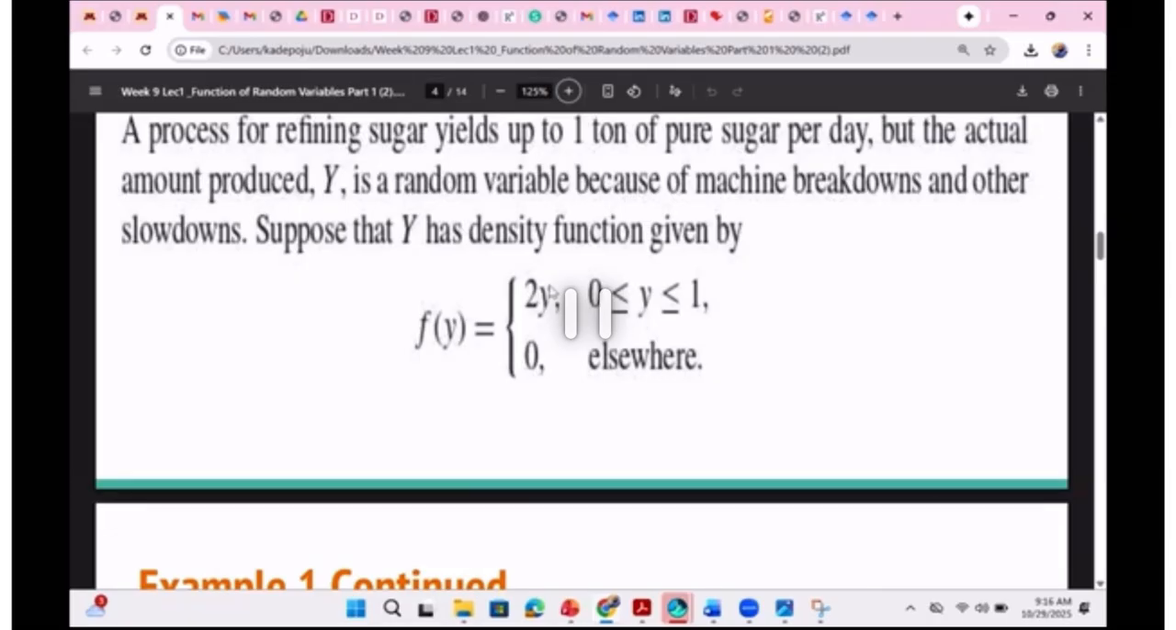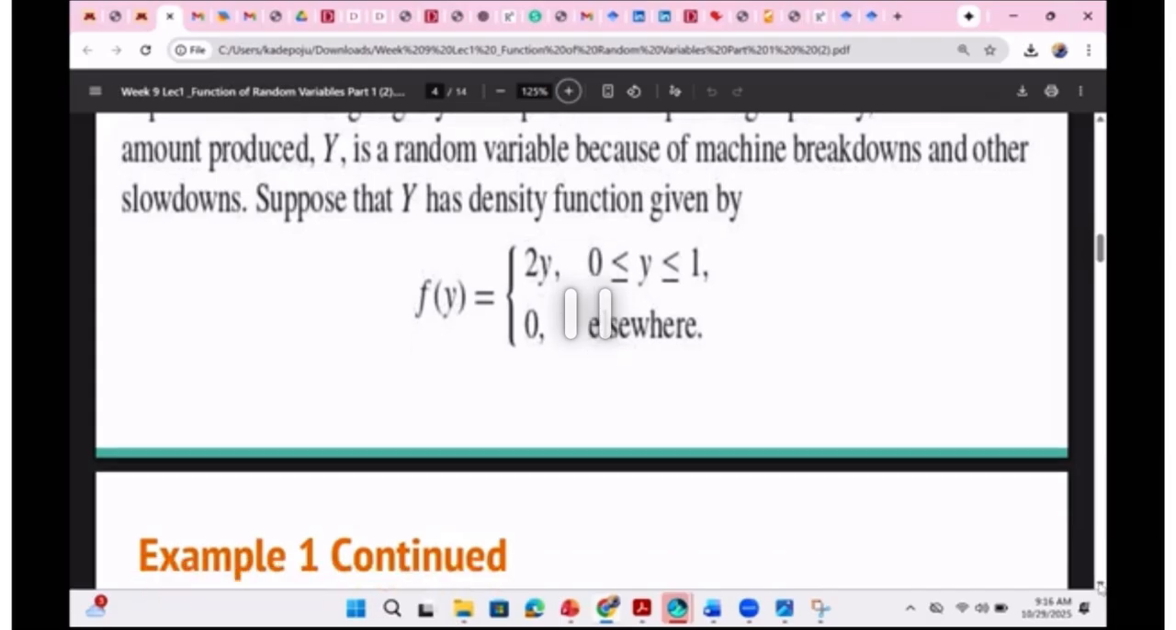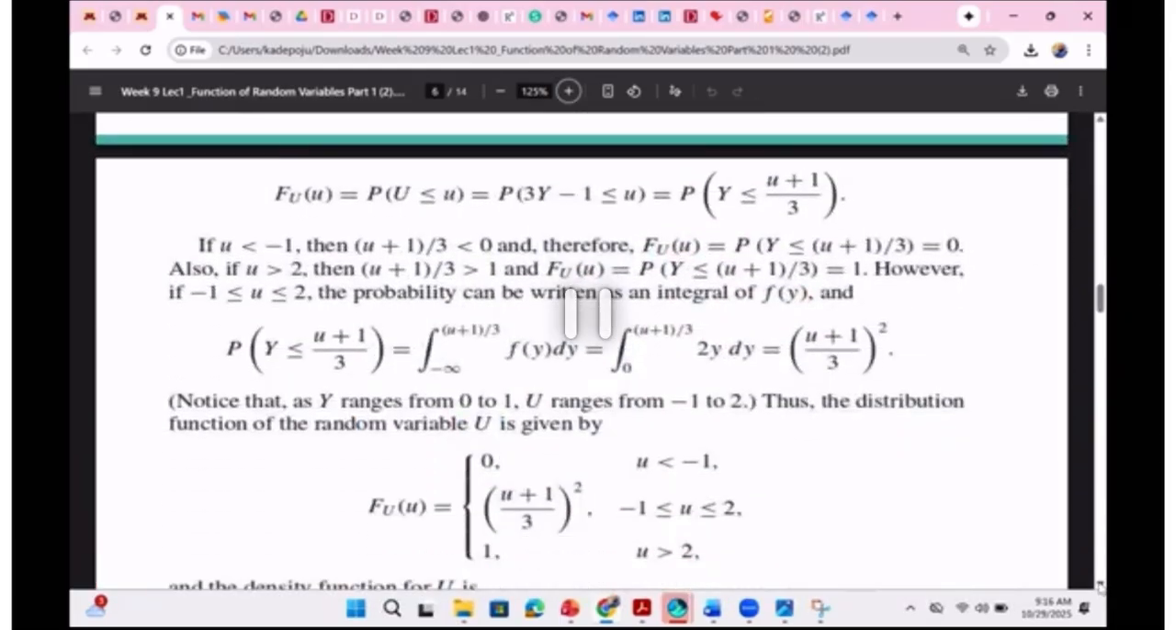Less than or equal to this is going to be the upper bound. I'm going to start from 0. Can you see that? It is starting from 0. That explains what I'm doing here. Can somebody see this? Because if I want to do that, I'm going to go from 0 to (u plus 1) over 3 of 2y dy. That's what I'm going to do. And after that, it's going to give me this: (u plus 1) over 3, all squared.